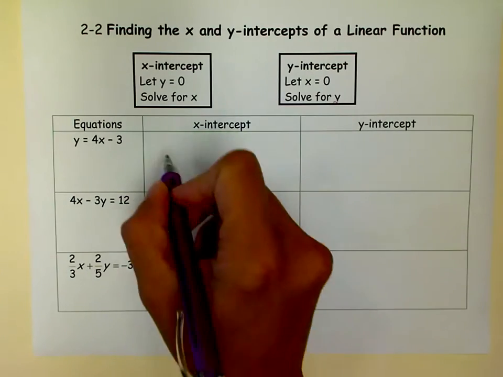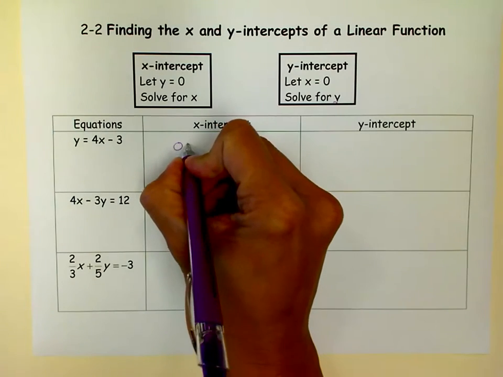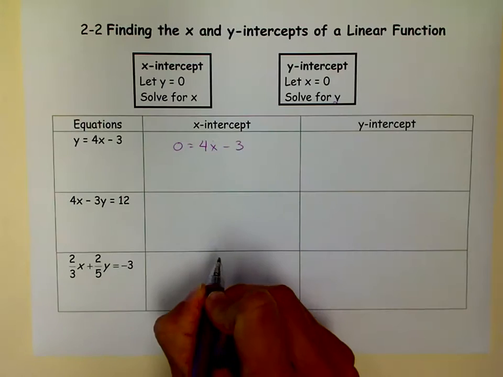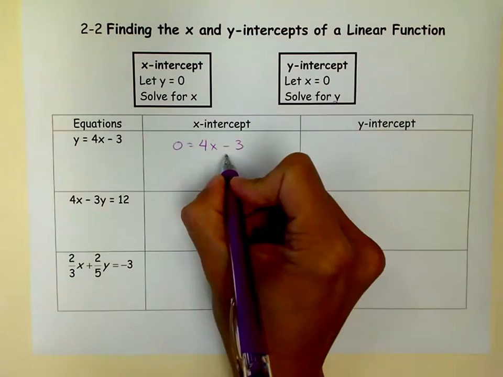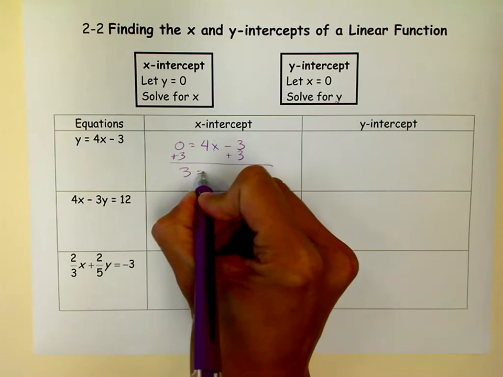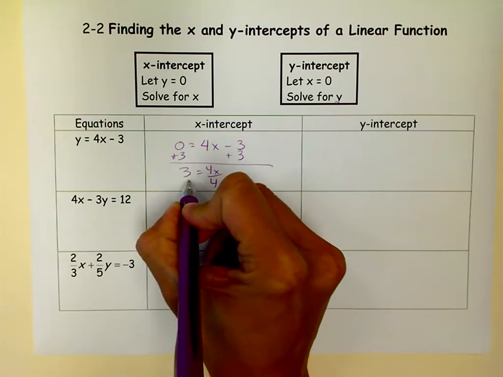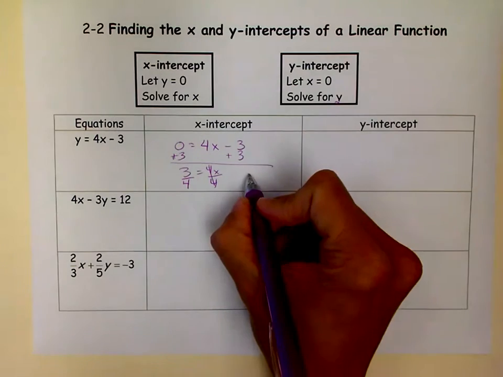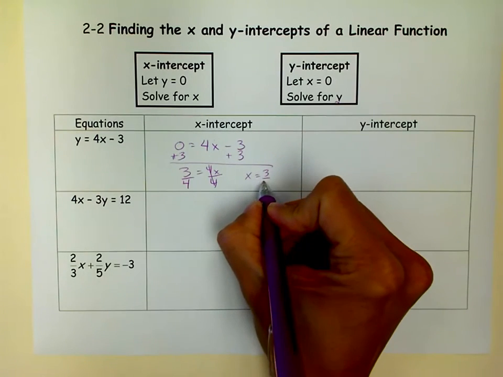So to find our x-intercept, we're going to write this equation down, but instead of y, we are going to put 0. And then we're going to solve for x. So to get x alone, we add 3 to both sides. We get 3 equals 4x. And to get the x alone, since 4 is being multiplied, we divide both sides by 4. So our x-intercept is 3/4.